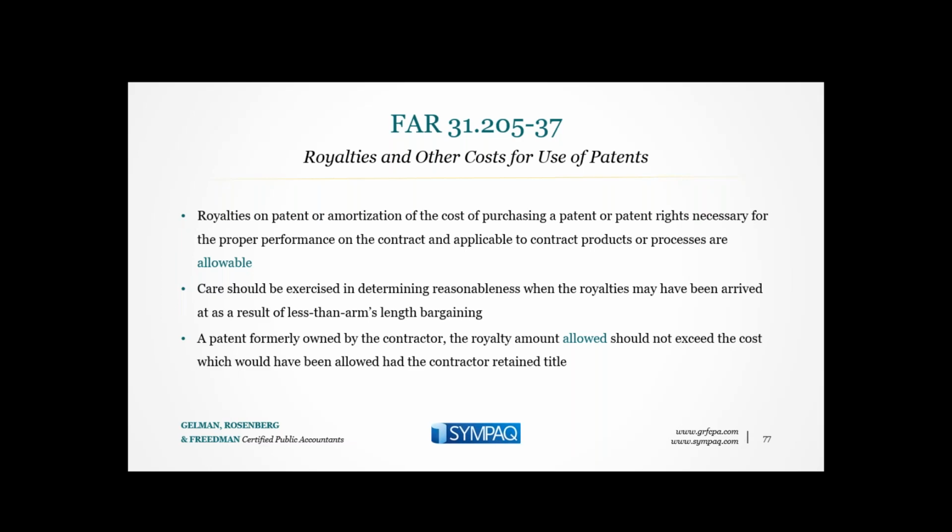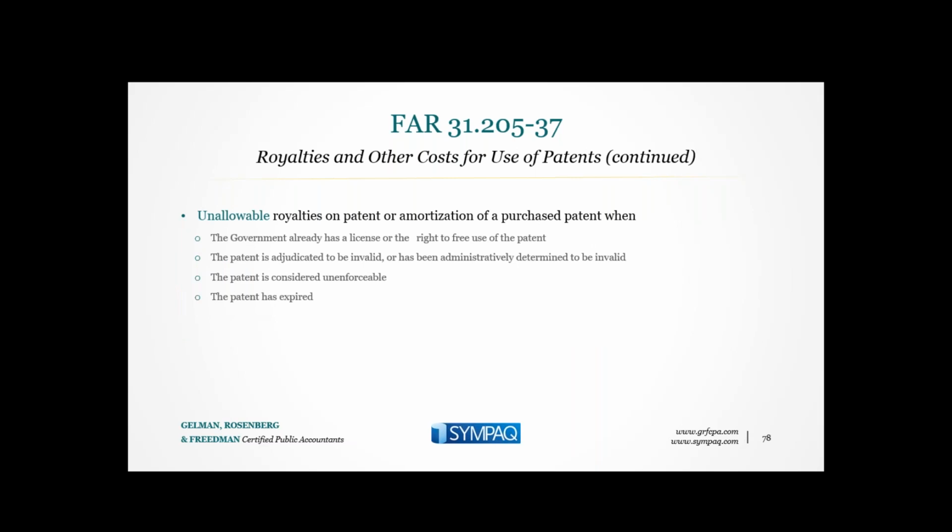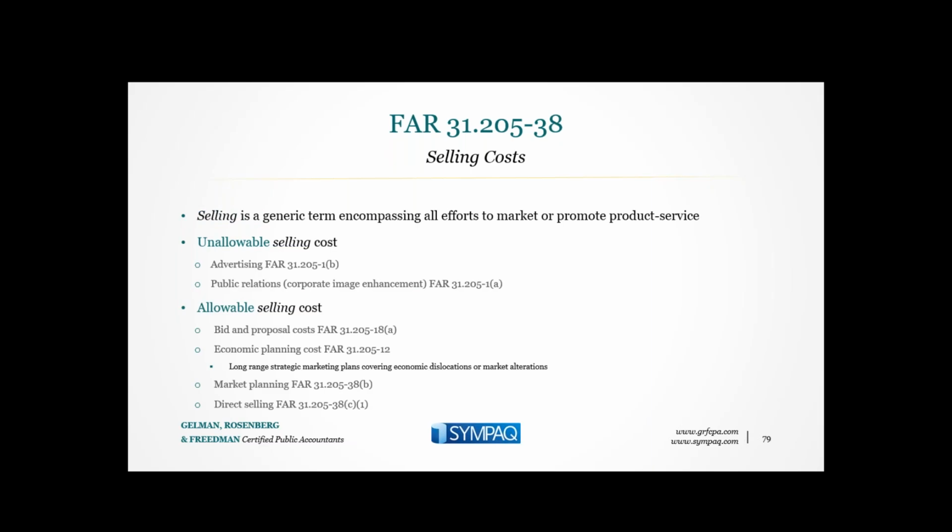So royalties, basically, again, determining patent rights and royalties and so forth. If it applies to the contract, and it's a result of, hopefully, arm's length bargaining, and it was properly accounted for, that would certainly be allowable. But the point is that it's for the benefit of the government. So specifically, royalties on patent amortization are unallowable if the government already had the license, or the patent is invalid. Boy, that wouldn't be fair. Unenforceable or expired. So you see, they're trying to cover everything that they can.